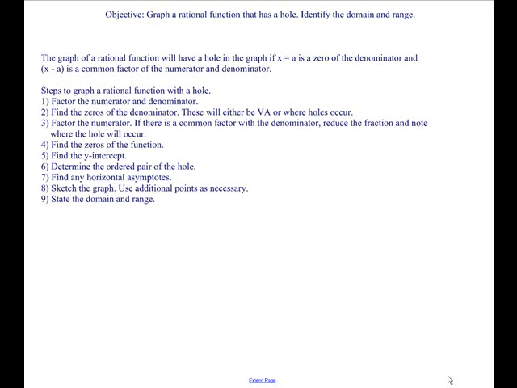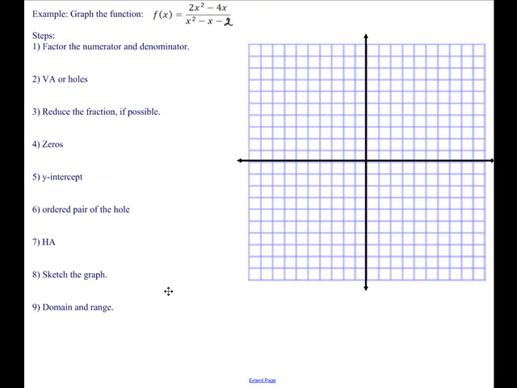If we can reduce it with one of the factors in the denominator, then we have a hole at that particular zero. Find the zeros of the function, the y-intercept, the ordered pair of the hole, any horizontal asymptotes, sketch the graph with additional points if we need them, and state the domain and range. So a lot of the steps are going to be similar to what we've already seen. So here's an example. Really, just from looking, you don't know if it has a hole or not.